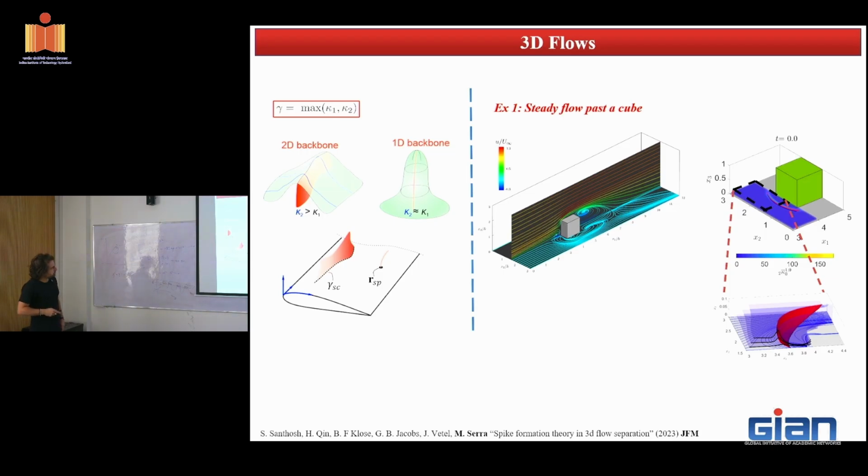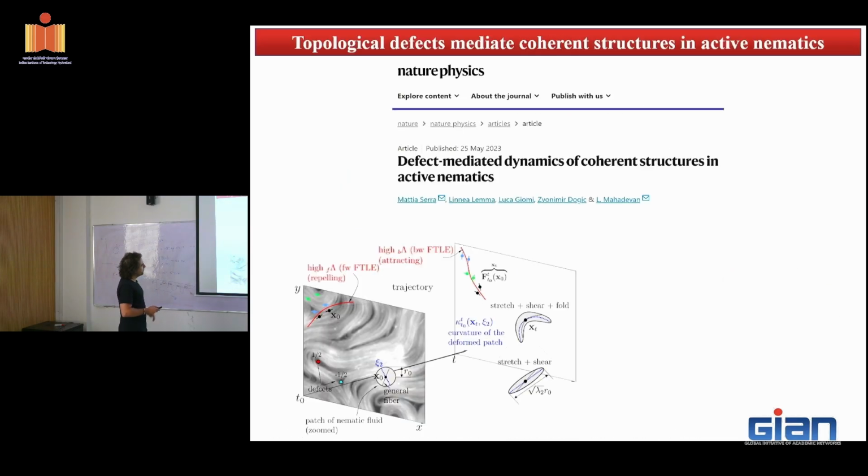And now I want to instead go back to the finite time Lyapunov exponent, or the hyperbolic coherent structures, and use it not on fluid flows, but on active nematics. And in this case, basically, you can have interesting observations associated with topological defects.